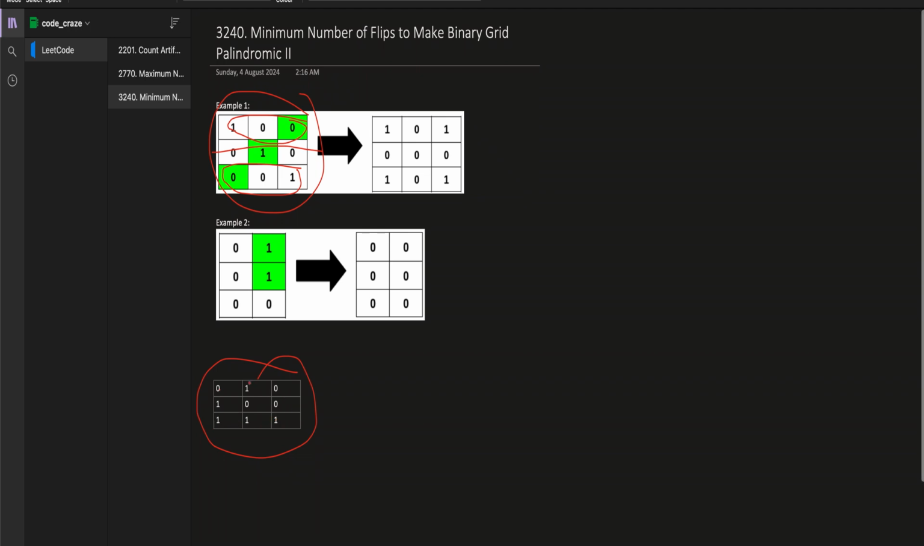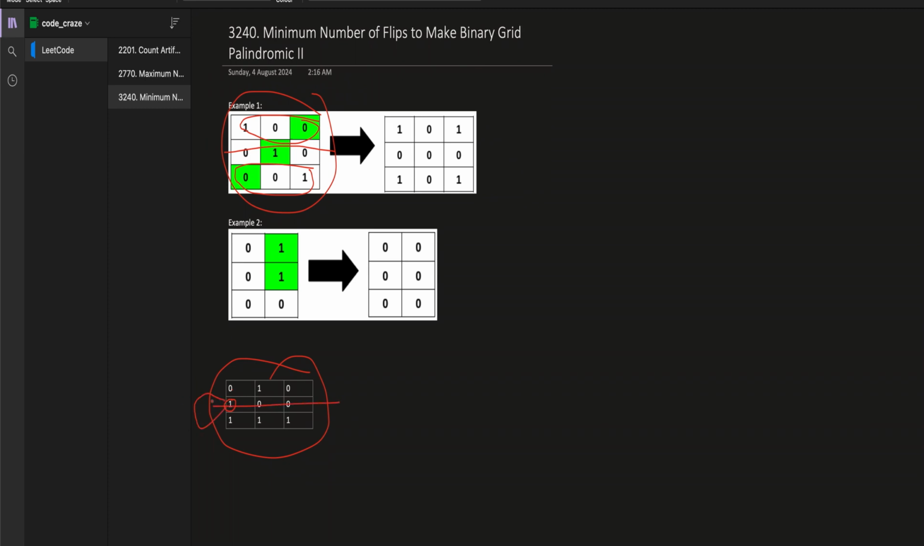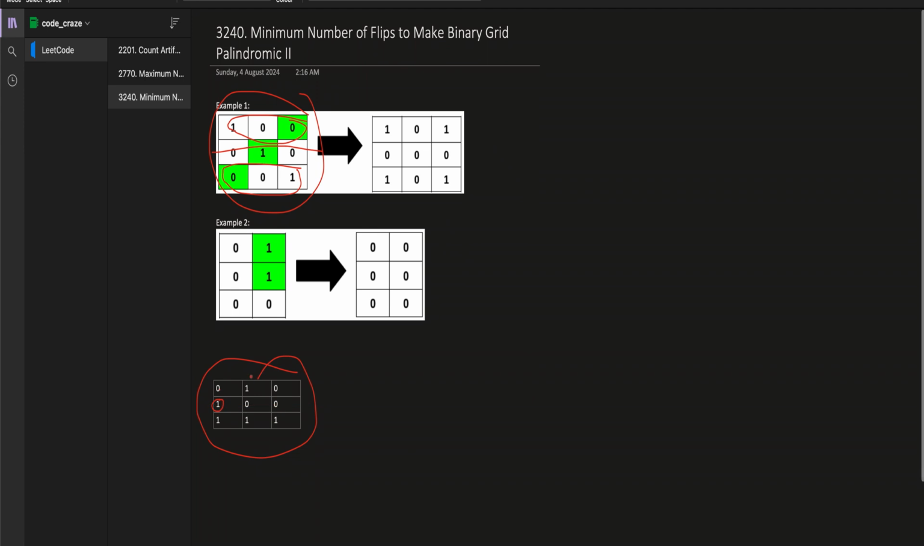Now talking about the second element, its mirror image on this vertical line will be itself, while its mirror image on this horizontal line will be this element. So this already satisfies the palindromic condition. Now let's talk about this element. Its mirror image on this horizontal line will be itself, while its mirror image on this vertical line will be this element.